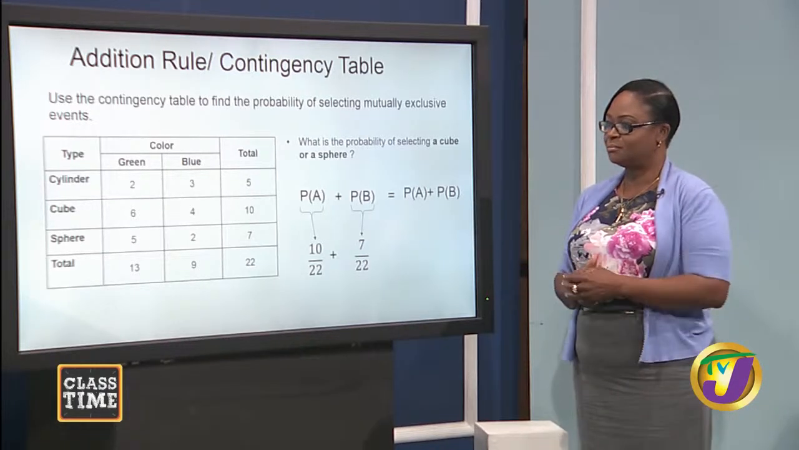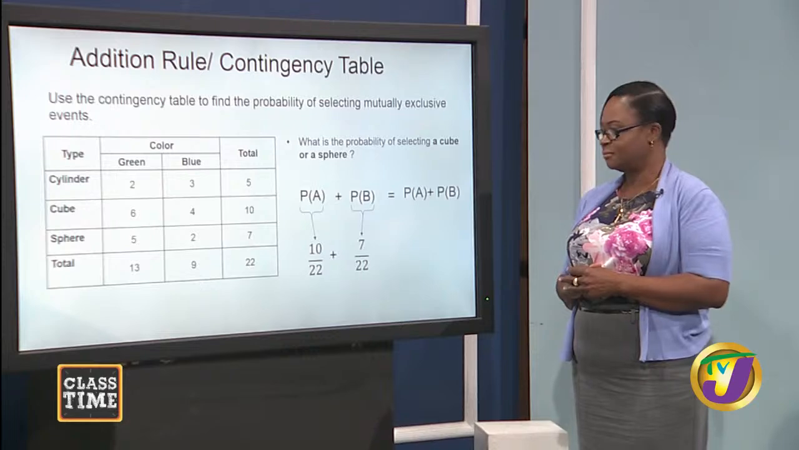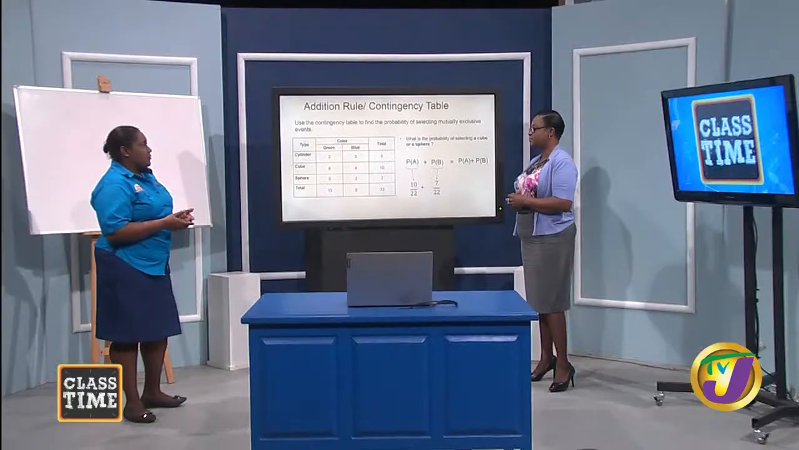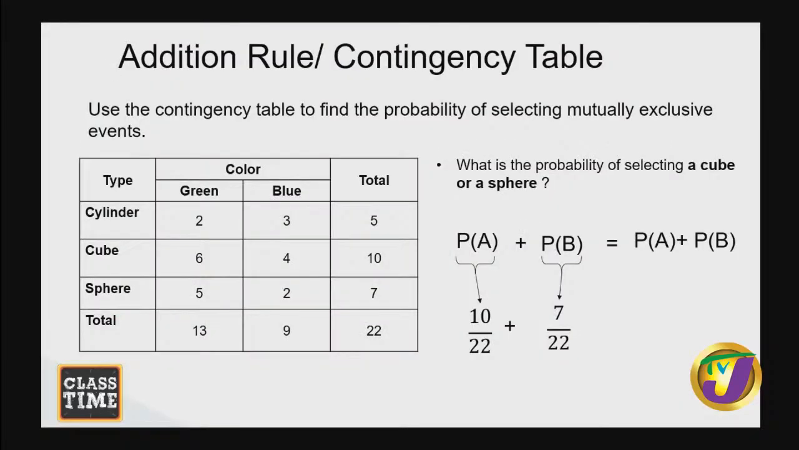All right, so it is requiring of us to add 10 out of 22 to 7 out of 22, which will be basic addition of fractions that will be carried out there. And if you can see, we're adding fractions that have the same denominator. Like denominators, yes. So we can just move ahead into adding the numerators, and that will give us a total of 17 out of 22. Awesome.